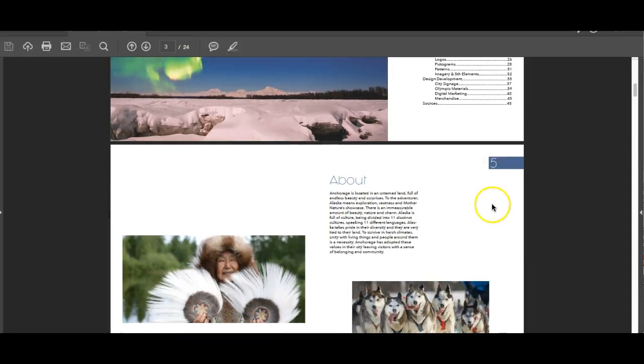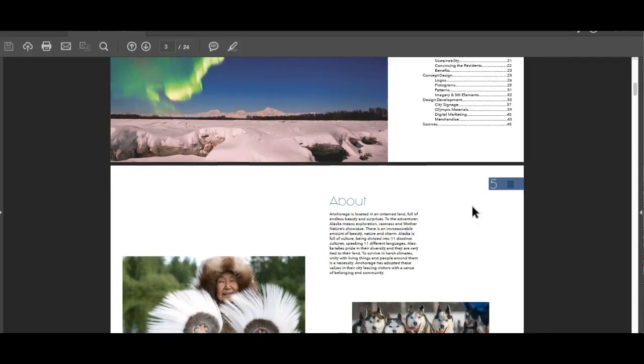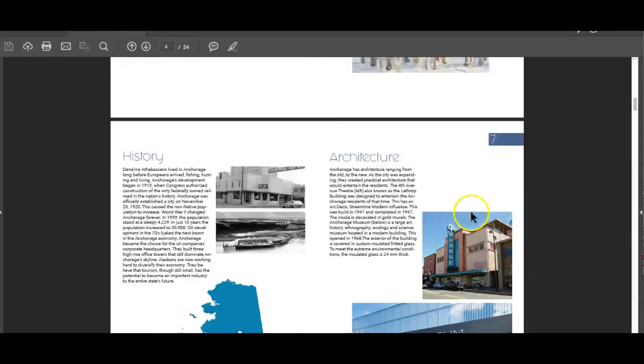What I would do here with your page numbers, I would remove the blue background. I would present it in that color blue, and I would pull it over right about there, reduce the size. And that's all you need right there. That's it. I think these are too heavy.